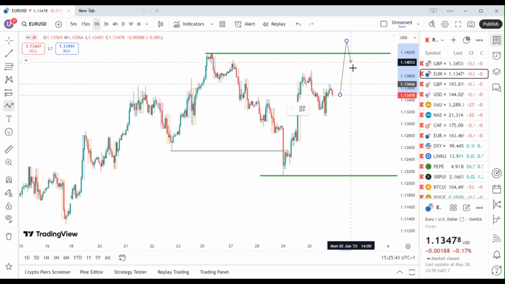Wait for a pullback towards the institutional reference point. Could be the fair value gap or the order block. We'll pick up a buy towards the weekly resistance level. So this might take place on Euro USD.